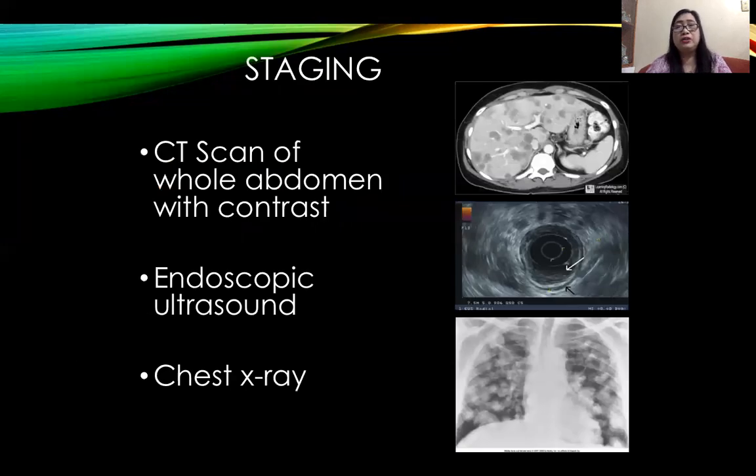So how to stage your colorectal cancer? You use CT scan of the whole abdomen with contrast. You may use endoscopic ultrasound, and of course, your chest x-ray may give you a clue that there is a metastasis to the lungs.